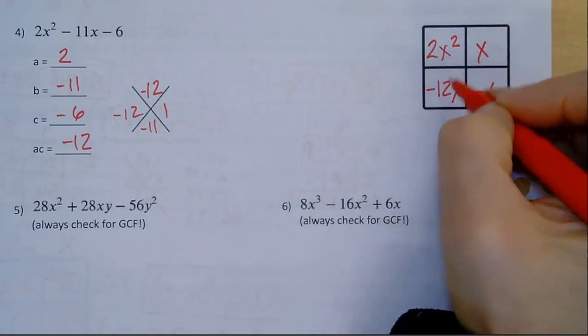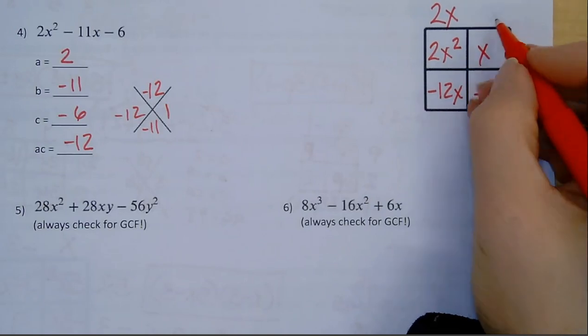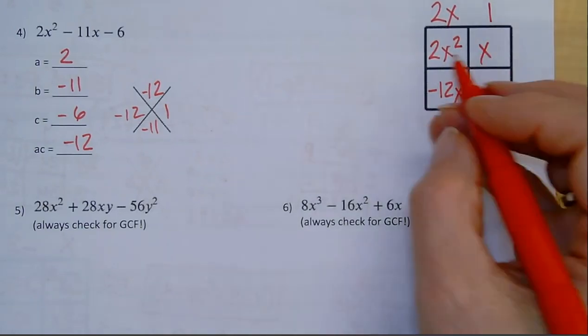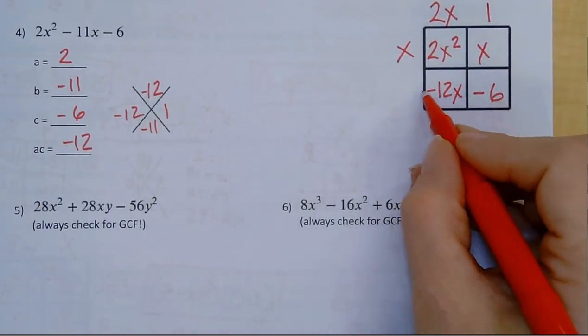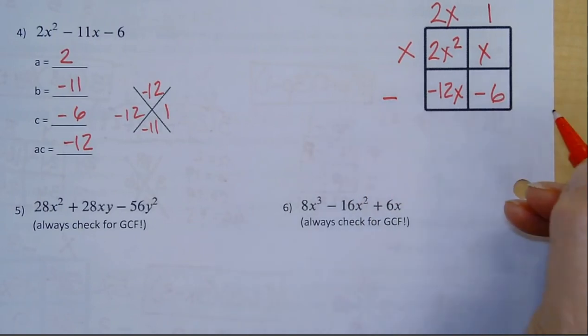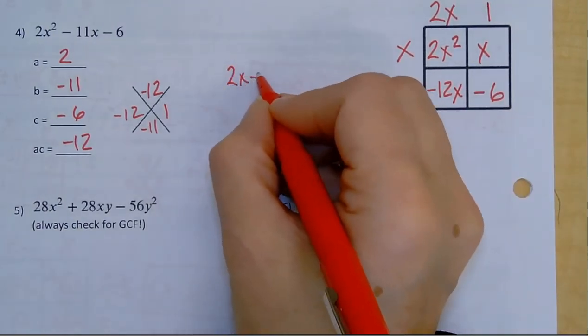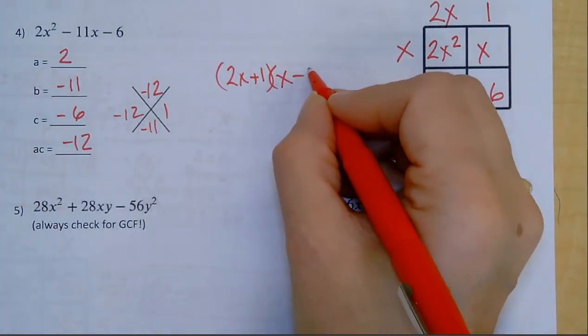So when I look down here, I can pull out 2x. When I look down here, I can't pull anything except for a 1, but I need to put something. I can't just leave it blank, okay? Left to right, I can get an x out of there. Left to right here, I'm looking into a negative box, so I have to pull a negative. And it looks like I can take a negative 6. 2x plus 1 times x minus 6.